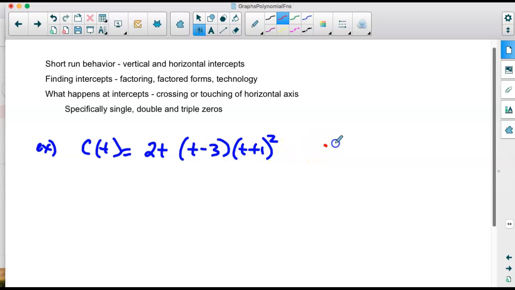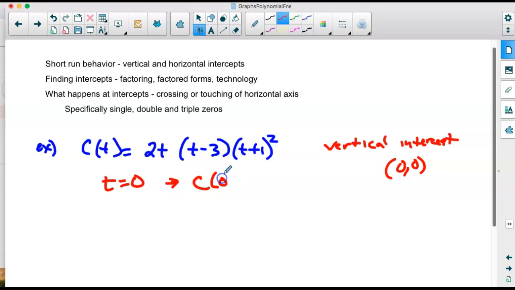So its vertical intercept is 0, 0. It's also a horizontal intercept as well, but it's one vertical intercept because what's happening here is we're going to put 0 in there and figure out the whole vertical intercept. So if I put 0 in there, t equals 0, that gives me a c value of 0, which is my vertical intercept.